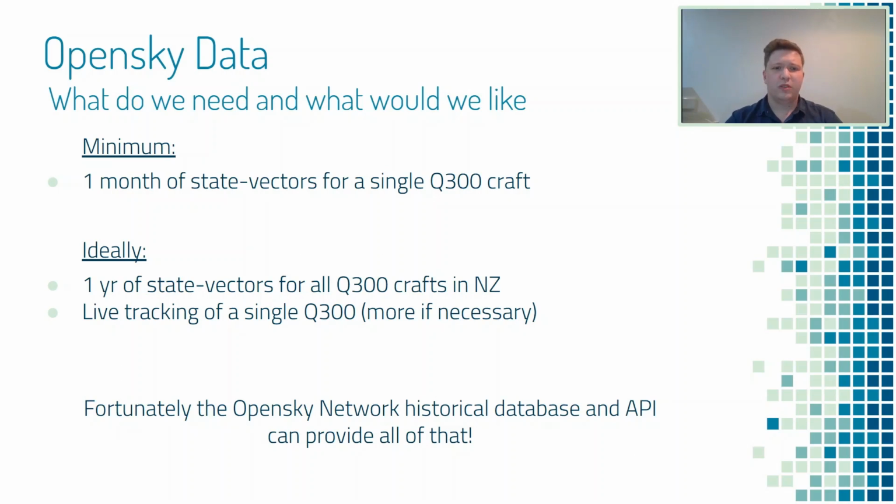So, what data do we need from OpenSky and what data would we like? Well, at minimum, we'd like 1 month of state vectors so that we can simulate a single Q300 craft and get an idea of the coverage we'd expect to see from a detector mounted on one. Ideally, we'd like 1 year of state vectors for all Q300 crafts in New Zealand. It's about 20 crafts. And we'd also like to have some live tracking of at least one Q300, if not more, in the future where we manage to get more than one detector mounted. Fortunately, the OpenSky Network historical database and the API can provide everything that we want and everything that we need.